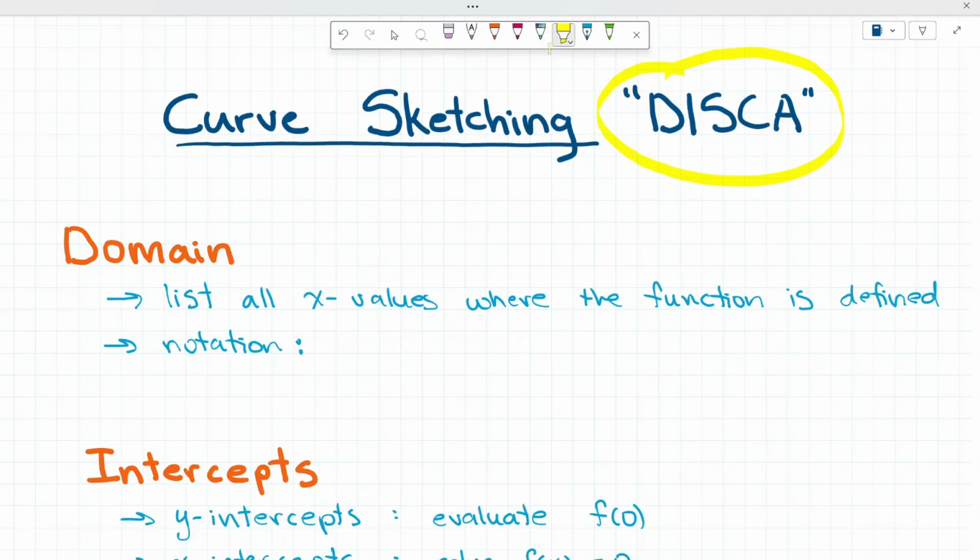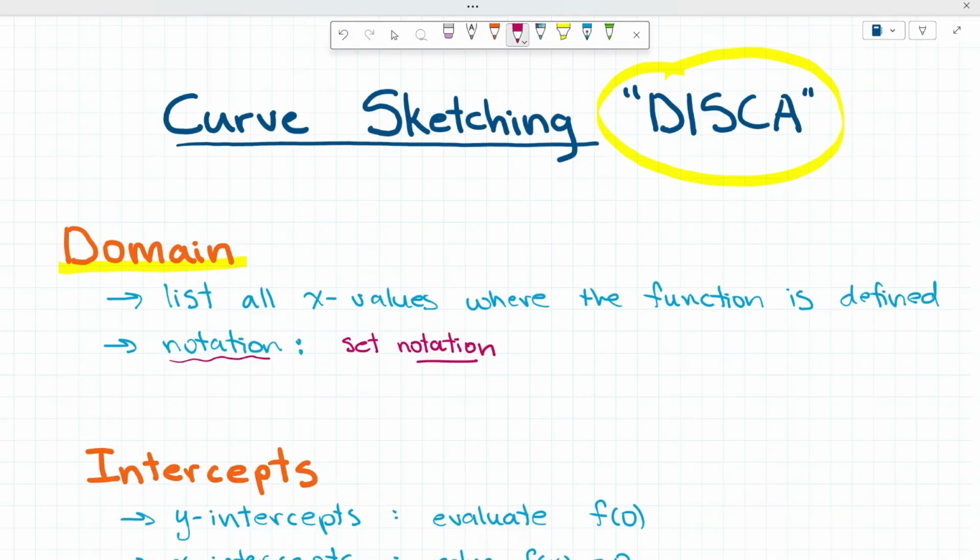Okay, so diving in. The first thing we're going to look at is domain. That stands for the D in our DISCA. So the domain is the list of all x values for which the function is defined. So when we are trying to look for the domain, we want to make sure that we're using proper notation. So when we represent the domain of our function, we want to use something called set notation. So this is a very standardized type of notation.